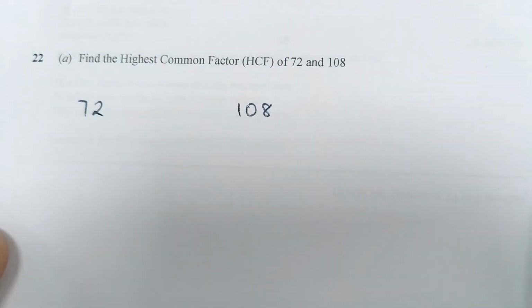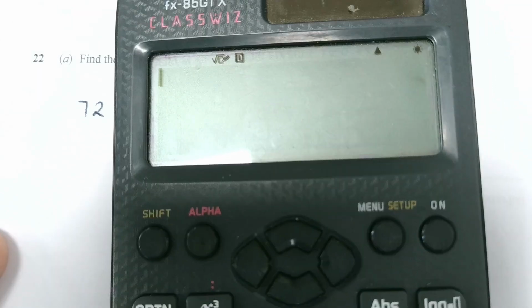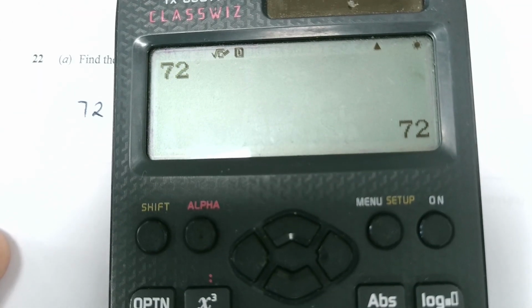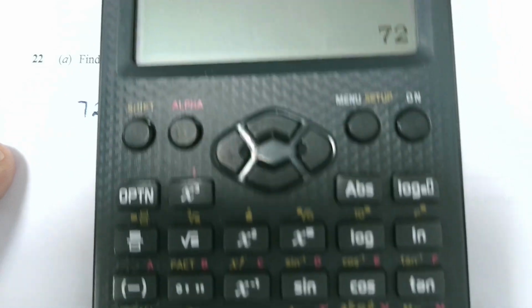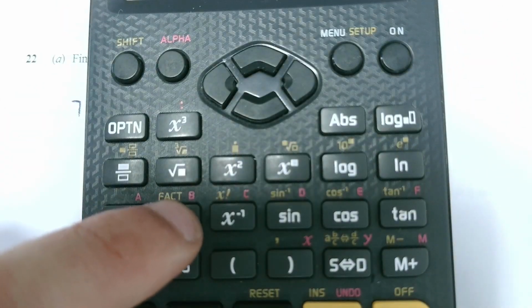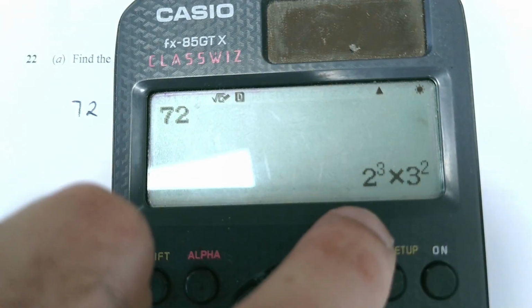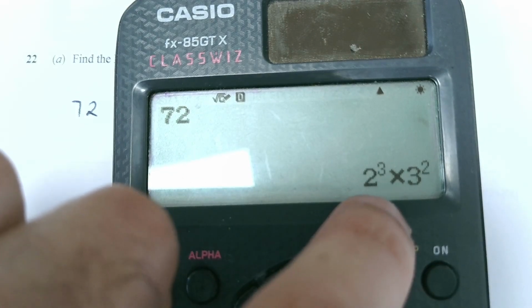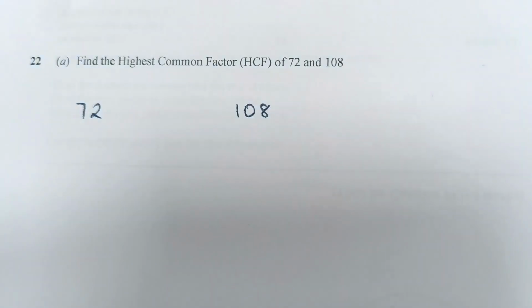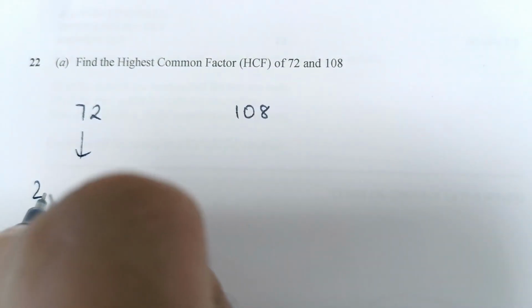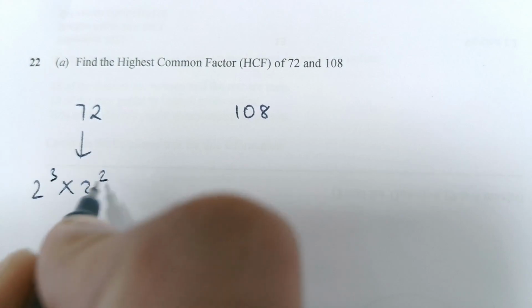So what I'm going to do is I'm just going to write 72 equals to, then I'm going to press shift, then I'm going to press this fact button. See that fact? And what it does, it gives me the prime factors of 72, 2 cubed times 3 squared. So that's 2 cubed times 3 squared.